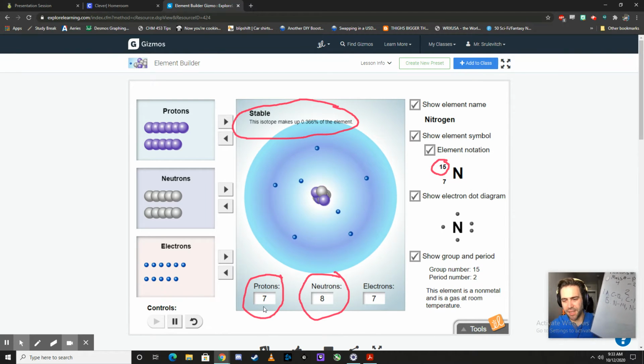Okay. How did I get 15? 7 protons, 7 neutrons, add them together. Oh, there we go. N15. Add another one. No, this is radioactive. No go. Let's go the other way. No, this one's radioactive too. This is a no go.